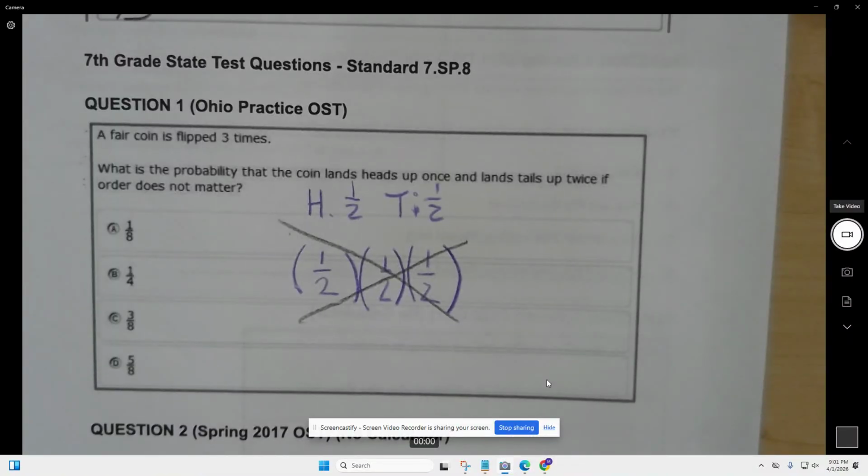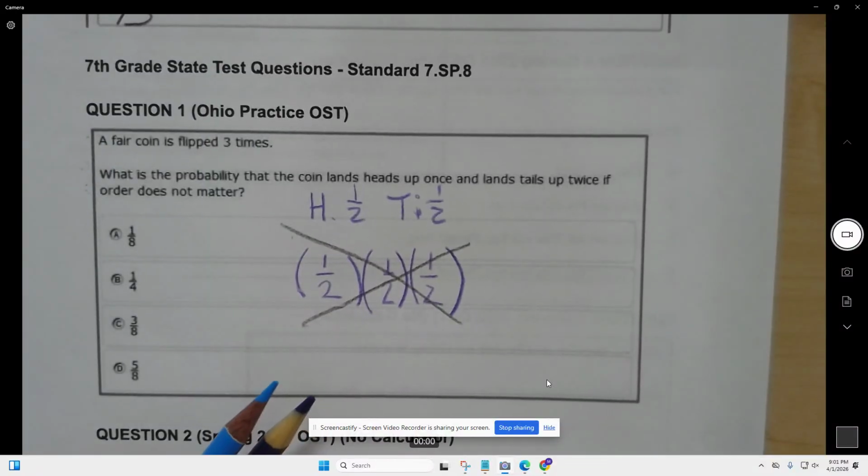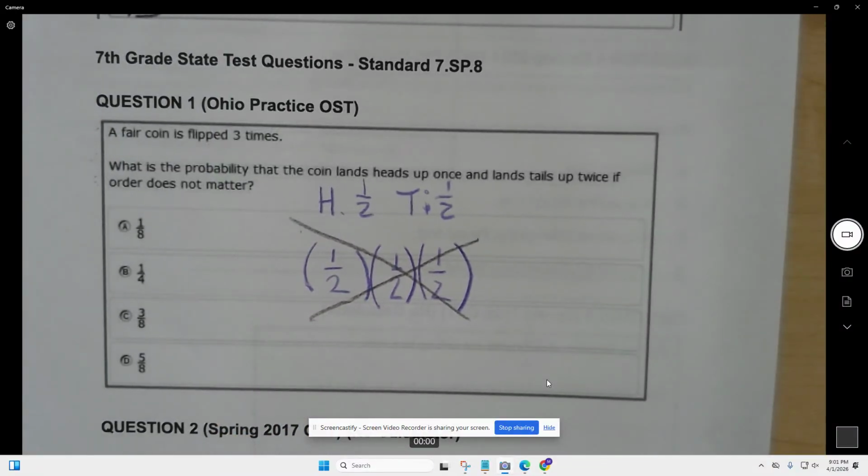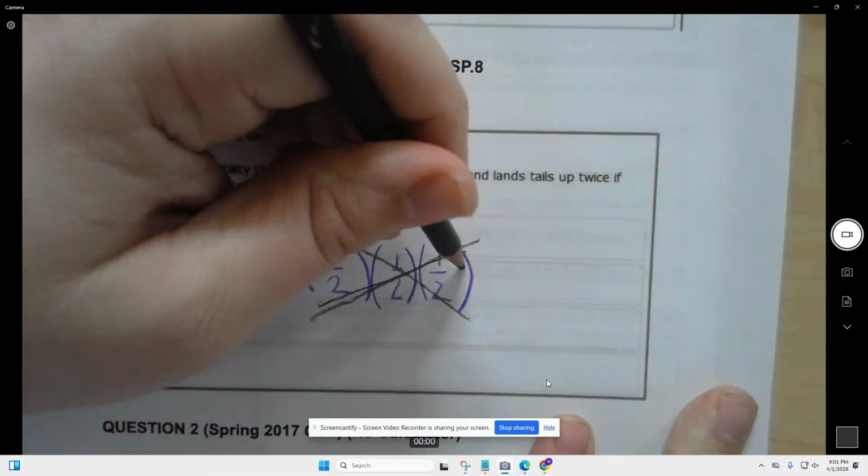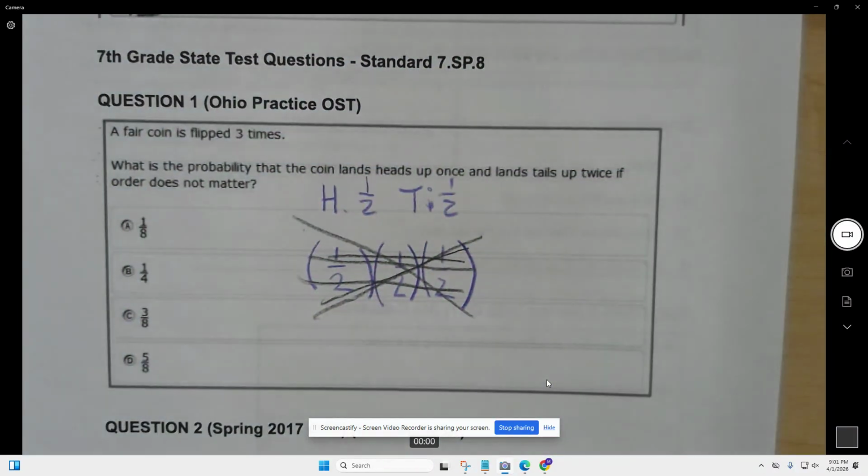All right, ladies and gentlemen, we've made it to the final standard if you're watching this in chronological order, 7.SP.8. Ignore this, I had to restart the recording, so ignore that. Let's get right into it.